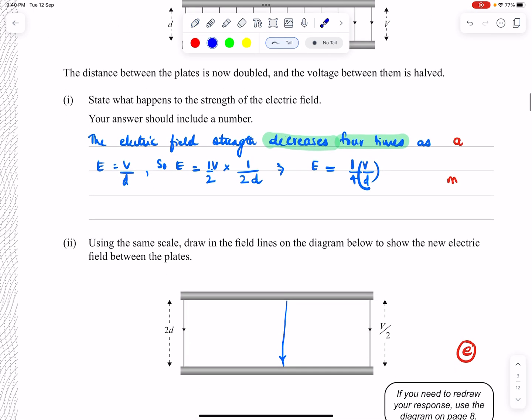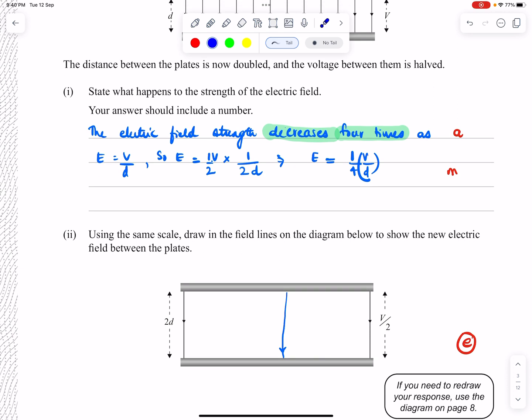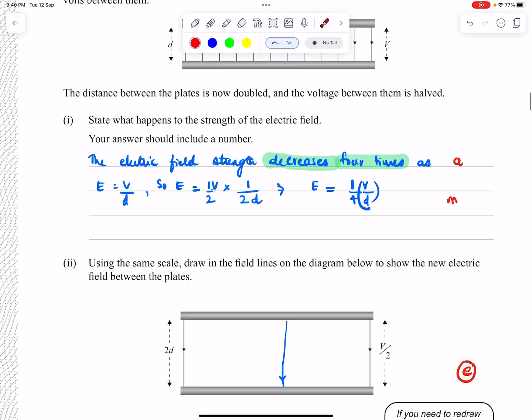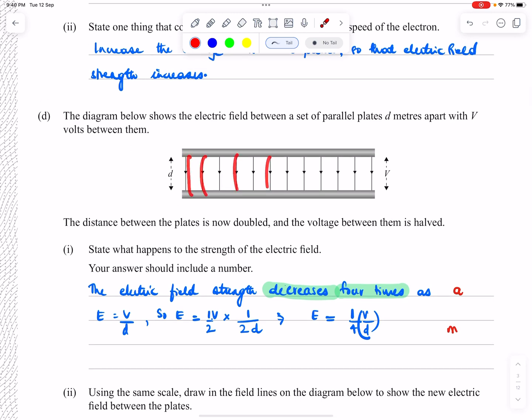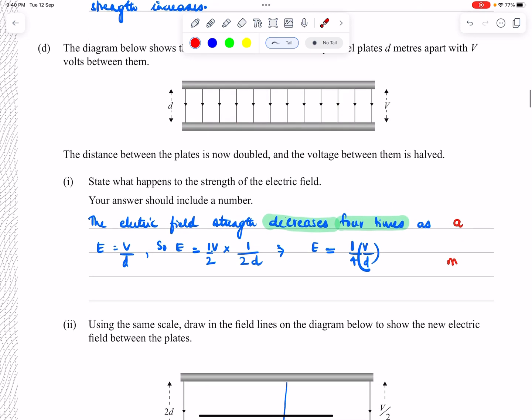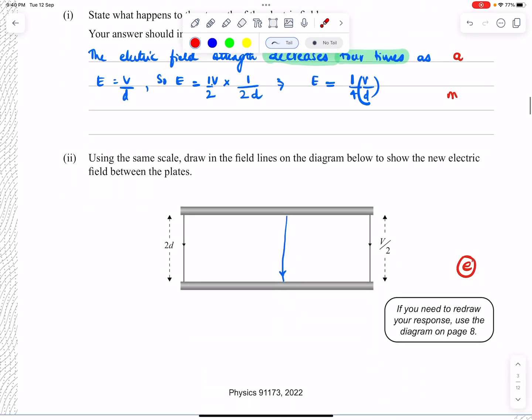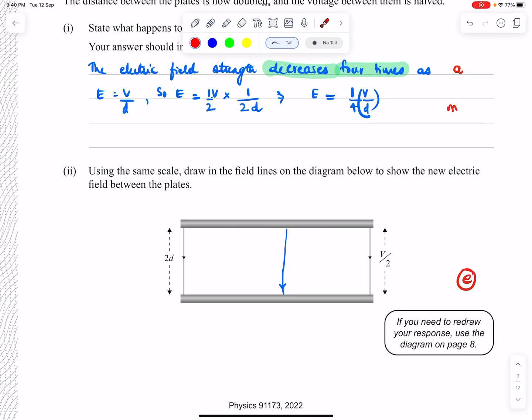Now, using the same scale, draw in the field lines on the diagram below to show the new electric field strength. So because it's become a quarter, and initially there were 12 field lines. I counted the number of these lines. There were 12 of them, and a quarter of 12 is 3. So you already got 2, just needed one more.